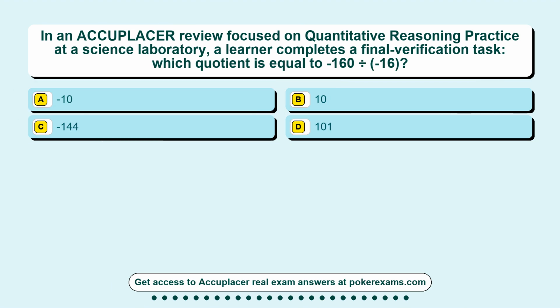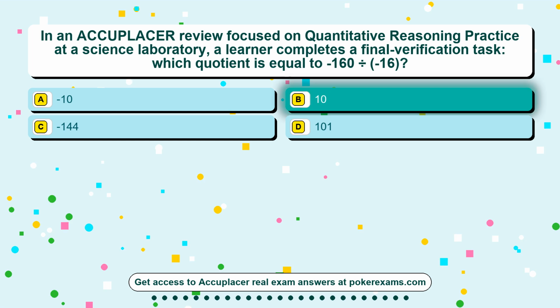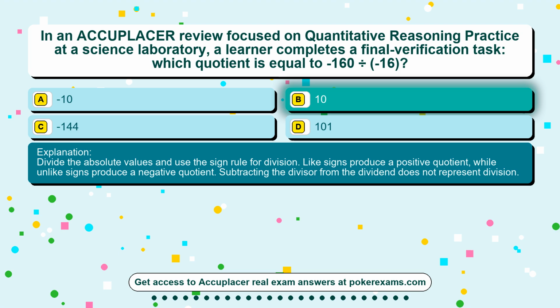Question 10. In an ACCUPLACER review focused on quantitative reasoning practice at a science laboratory, a learner completes a final verification task. Which quotient is equal to -160 divided by -16? Option A, -10. Option B, 10. Option C, -144. Option D, 101. The correct answer is option B, 10. Divide the absolute values and use the sign rule for division. Like signs produce a positive quotient, while unlike signs produce a negative quotient. Subtracting the divisor from the dividend does not represent division.